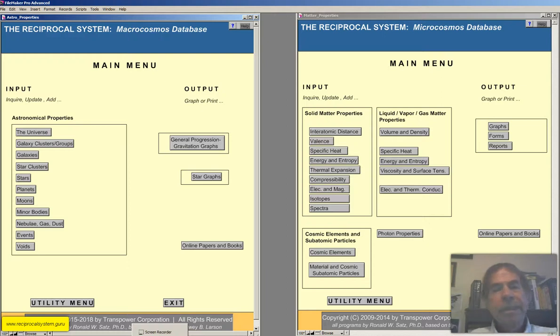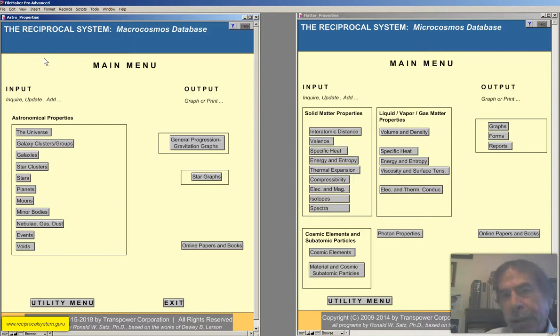Today, I'm going to begin a series of screencasts on the two reciprocal system database modules, the Macrocosmos and the Microcosmos. I'm going to start with the Macrocosmos database. We're going to go through each layout, one layout per screencast. So here on the left side, you see the Macrocosmos database.